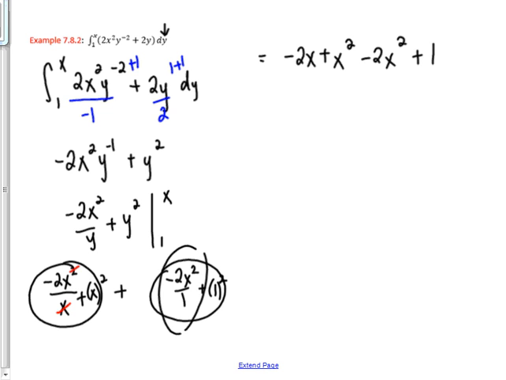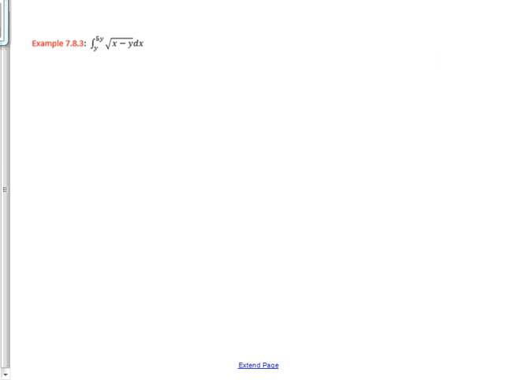So are any of these like terms? Yep. These two can go together. So I get a negative 2x minus x squared plus 1.